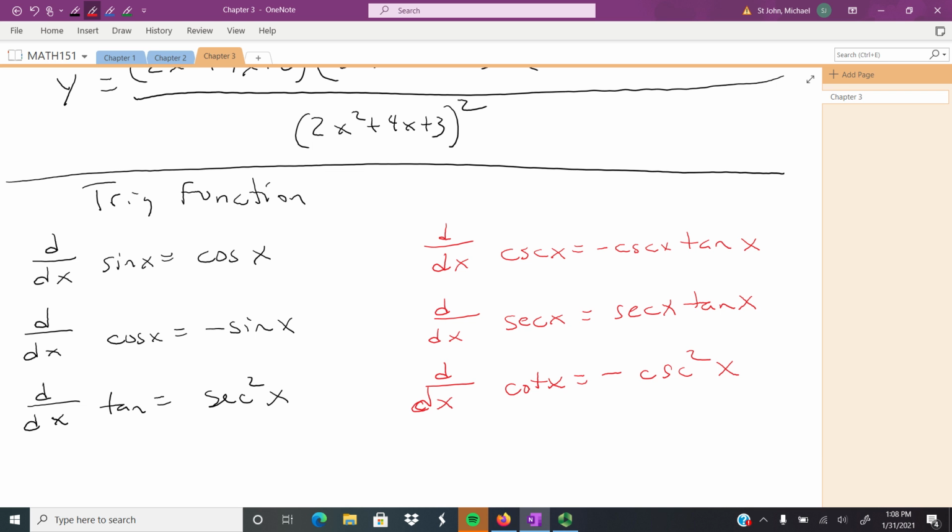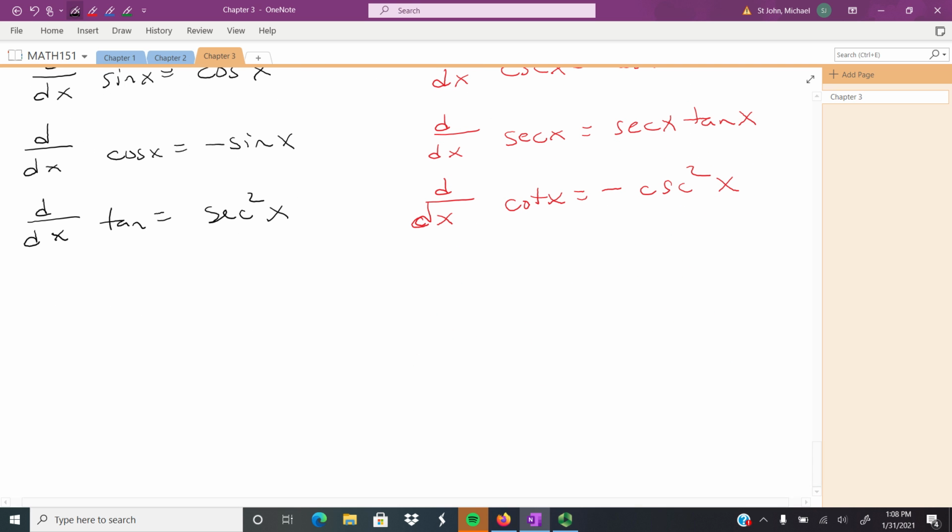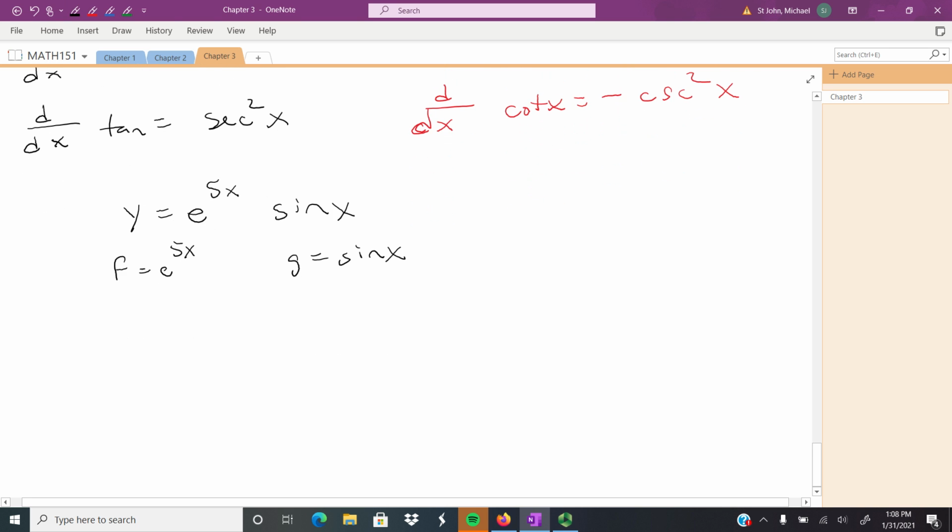Really, out of any of those, you probably should know off the top of your head the derivative of sine and cosine, right? So let's look at an example of a question. So given something like this, y equals e to the 5x sine x. Again, this is product rule. So f is e to the 5x. g is sine x. And then the derivative here is going to be 5e to the 5x. And the derivative here is going to be cosine x.